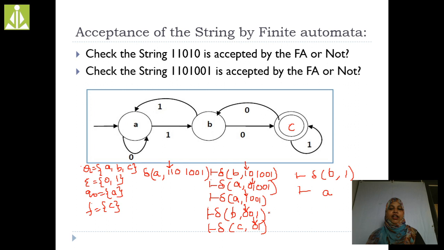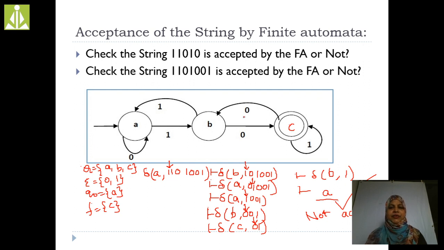Now after processing the complete string, which state are we getting? We are getting the A state. It means that A is not the final state. That's the reason this string is not accepted by the finite automata.